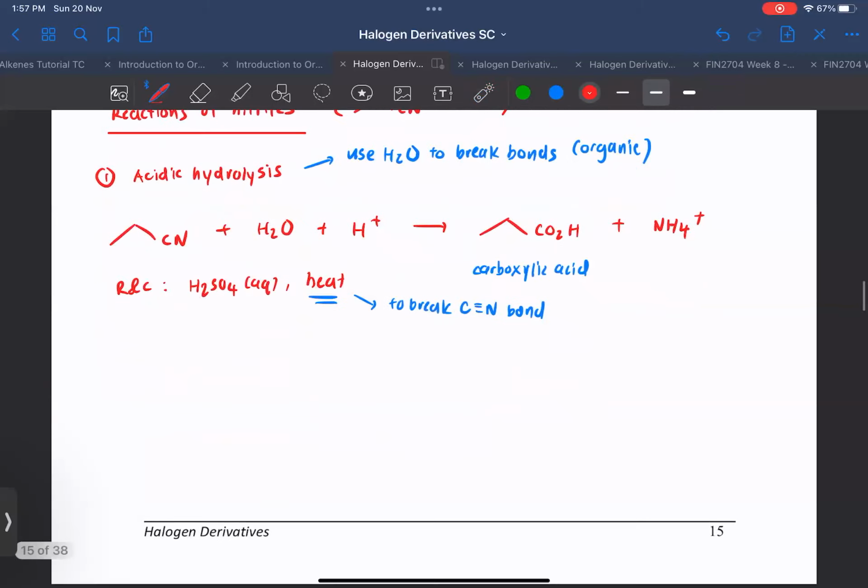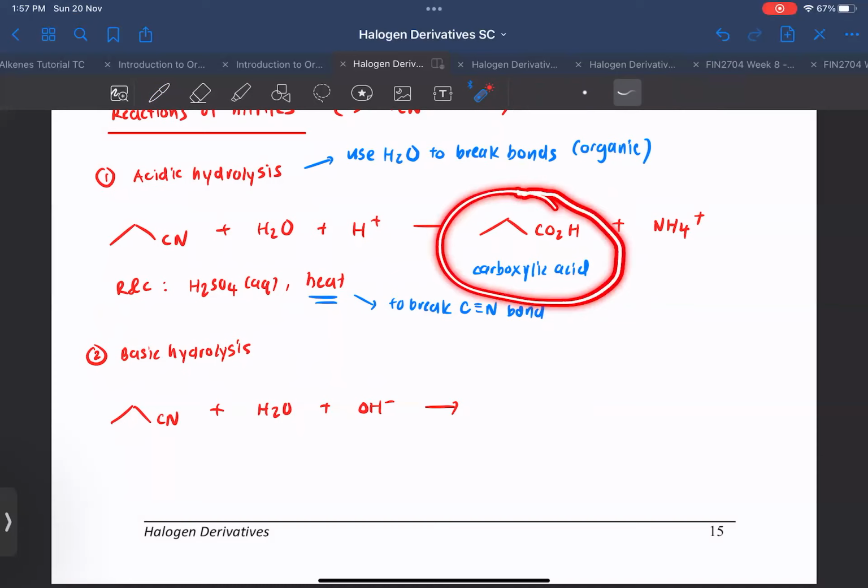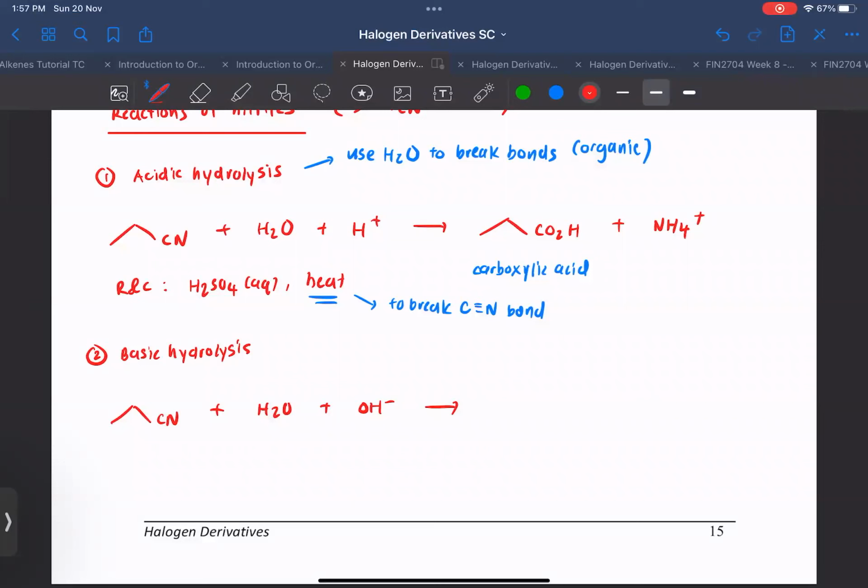And let's just take a look at the second reaction. It's actually very similar. I'm just going to undergo basic hydrolysis instead. So same thing, you can expect a very similar looking reaction. CN, hydrolysis needs water, but now because it's basic, I have to add OH minus. Can you see that? But guys, can you predict what the product is? I'm not going to draw the product yet. Go and predict. Will I still get a carboxylic acid? No, right? Because this is in basic conditions. So guys, what do you think I will get here? Any guesses? It's not CO2H, but it's what? Any clue?